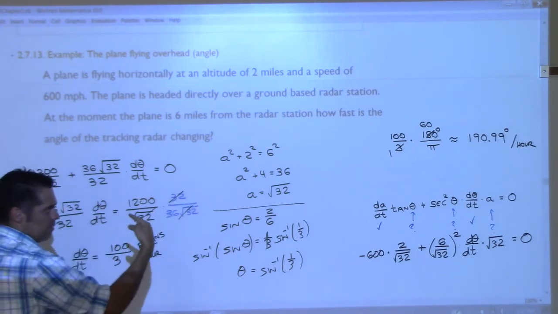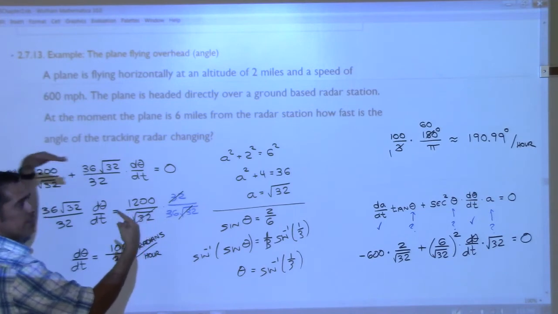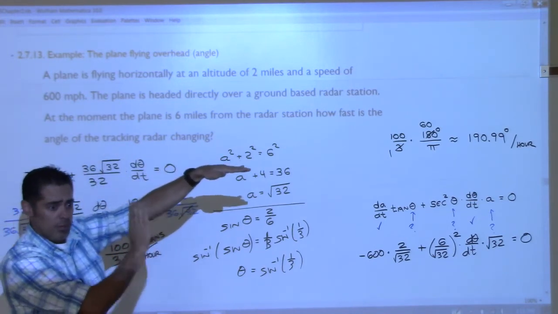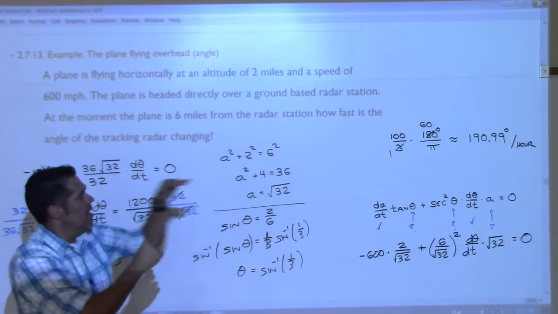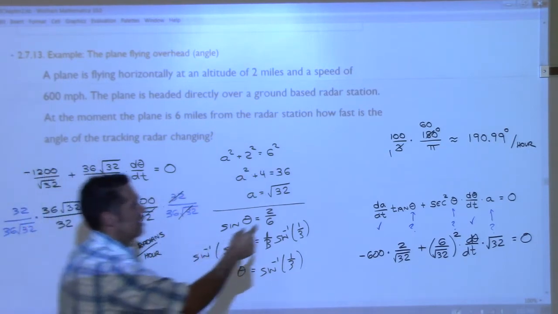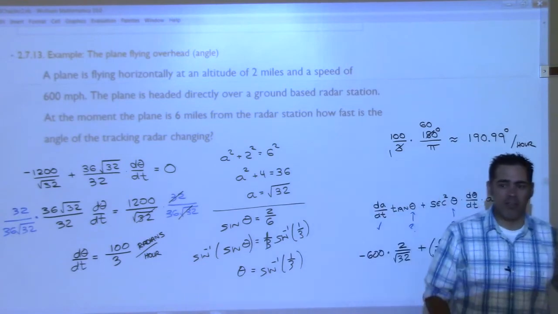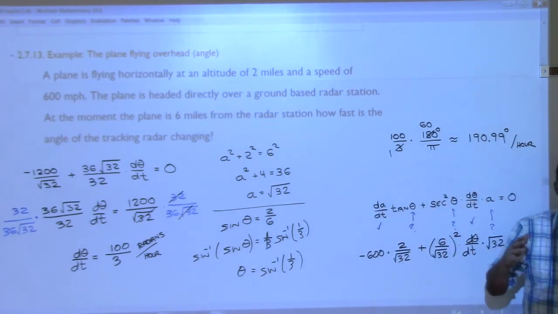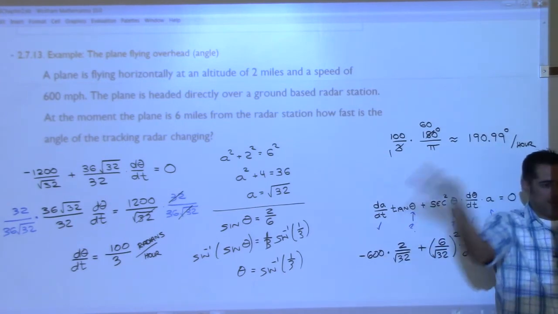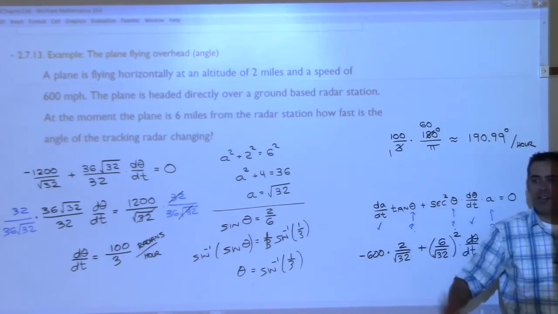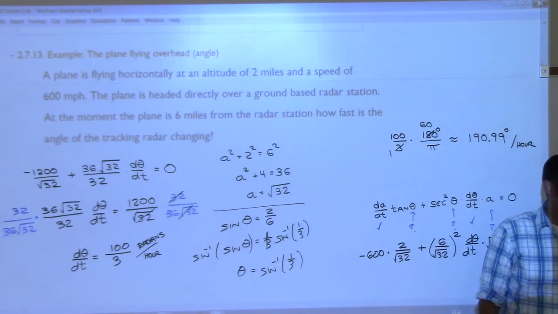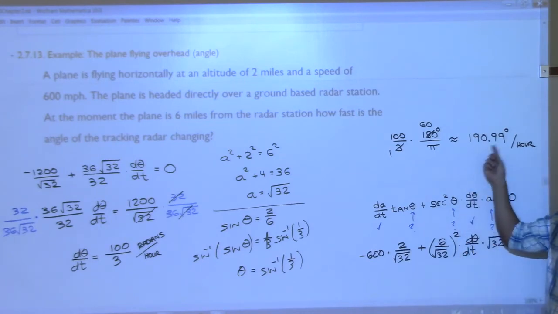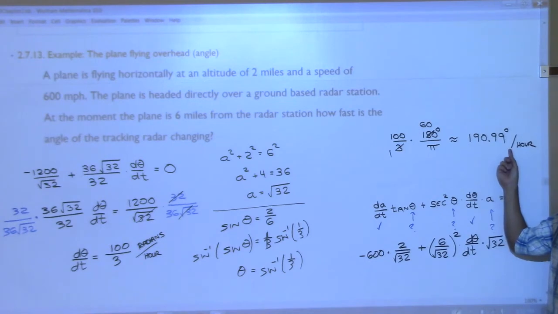So we know that as the plane goes over, it's going to speed up. And as it goes past, it's going to slow down. The turning motion is going to slow down. But at that exact instant, that's the instantaneous rate of change of the radar, which is almost 180 degrees in an hour. So it's pretty slow, isn't it? It's a pretty slow rotation. 190 degrees an hour. It's pretty slow.